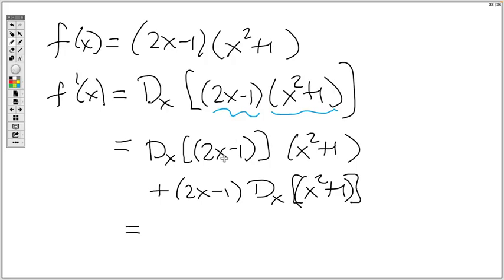And now I look in and take the derivative of the first factor. So what's the derivative of 2x minus 1? Well, that's the derivative of 2x minus the derivative of 1. What's the derivative of 2x? Let's go to the next slide.